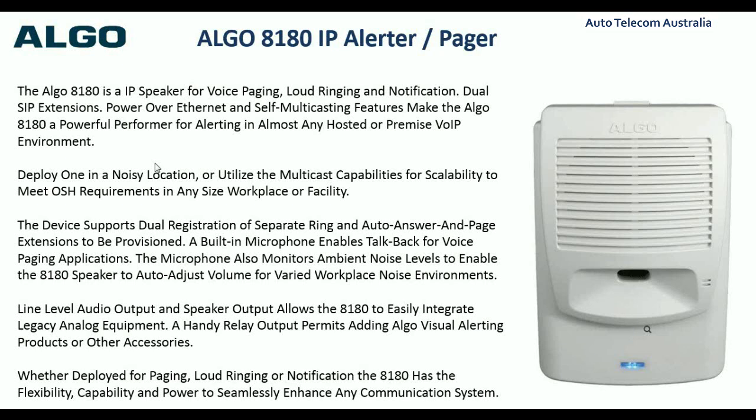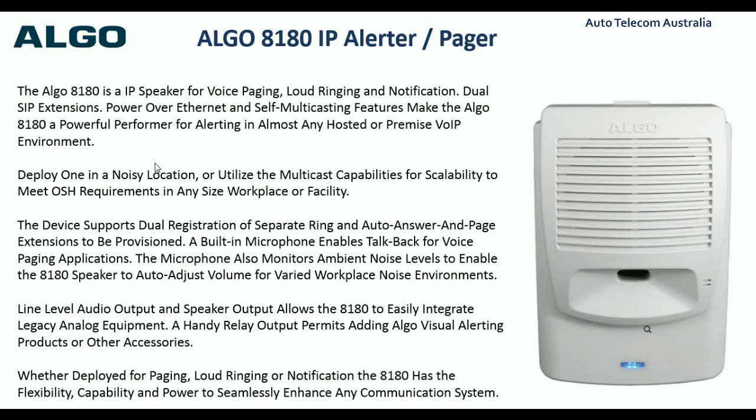Now, using one of the SIP registrations that are on this unit, we can make it so that when that SIP registration is rung, the 8180 will ring on an incoming call. The volume can be adjusted up and down as needed, or it can actually be dynamic depending on the ambient noise and the environment that the 8180 is in.